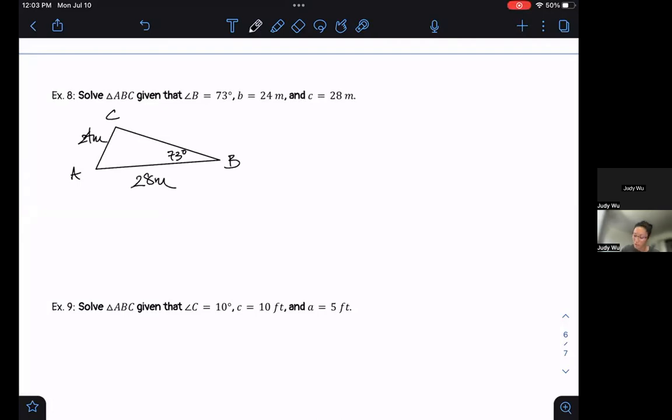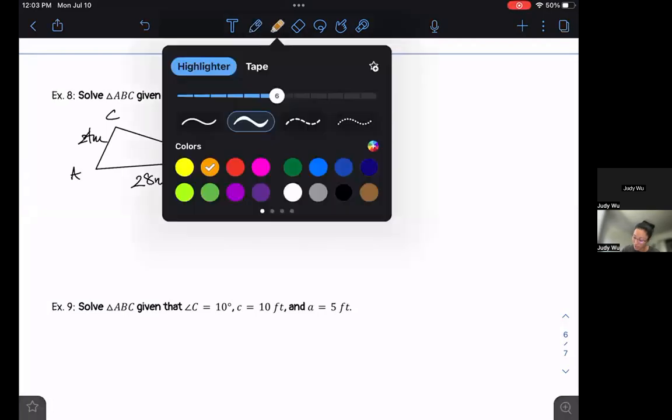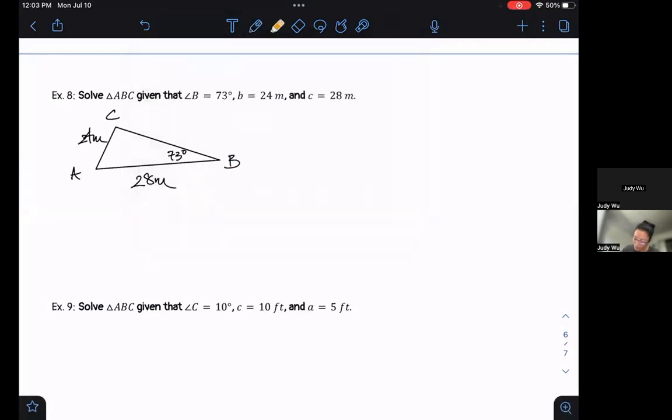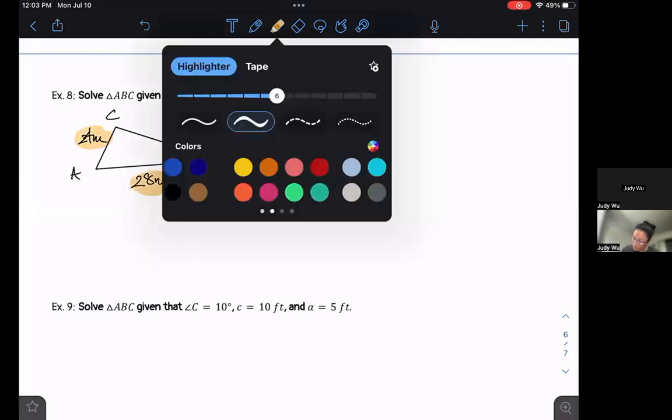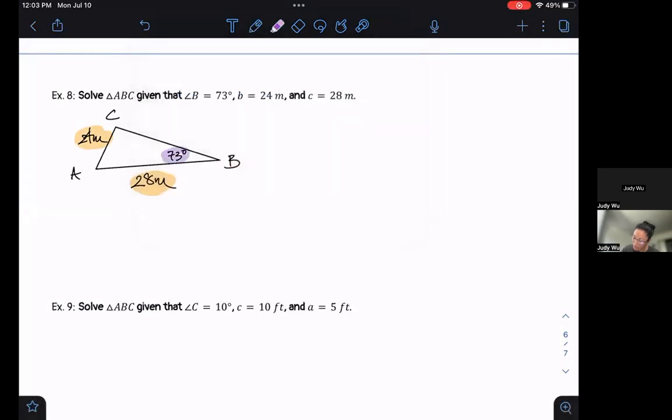Okay, so I see here that I've got my side, and I've got the angle that is not in between them. That is our pain in the SSA case, or our ambiguous case, right? And so let's just set up our law of sines and see what happens, all right?